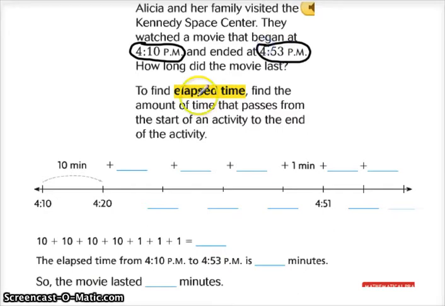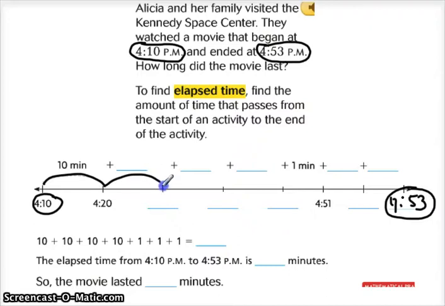So our start time is 4:10 in the afternoon. And our end time is 4:53 in the afternoon. So 4:53 is when we're going to end it. Okay? We're going to use the number line to figure out how much time has gone by from 4:10 to 4:53. We can see that this jump is 10 minutes. From 4:10 to 4:20 is 10.